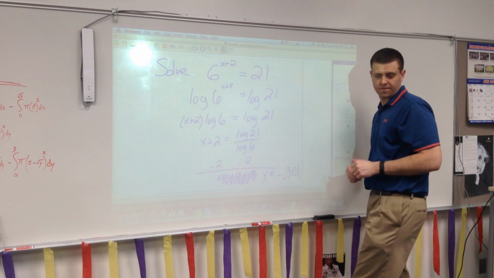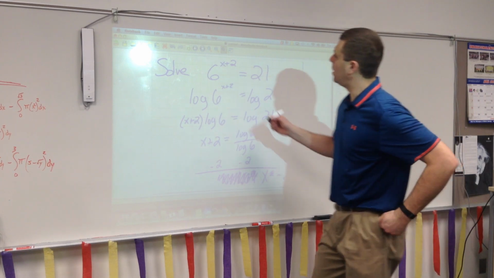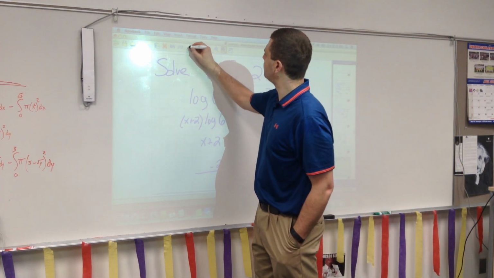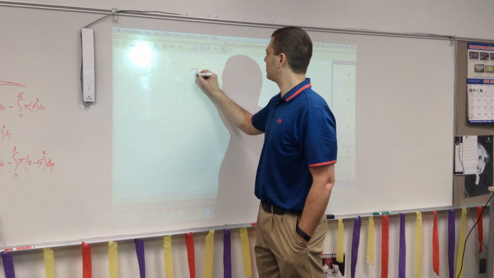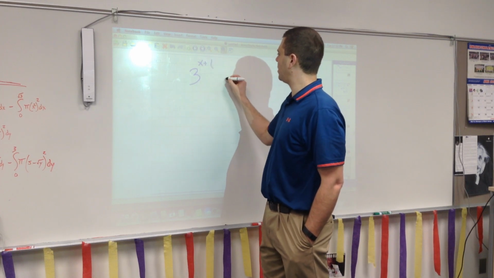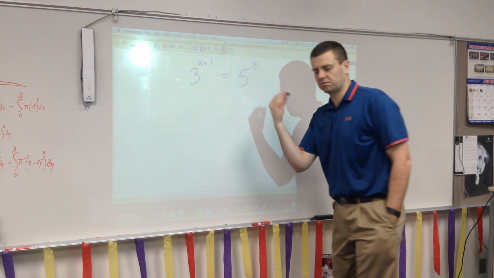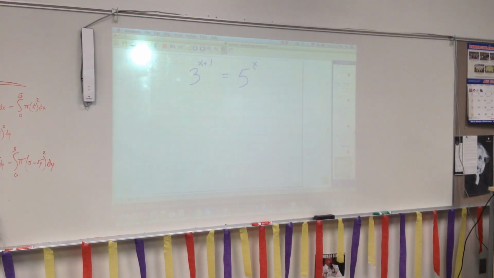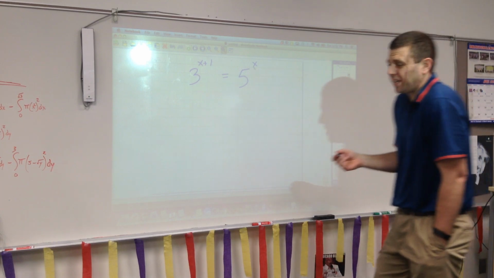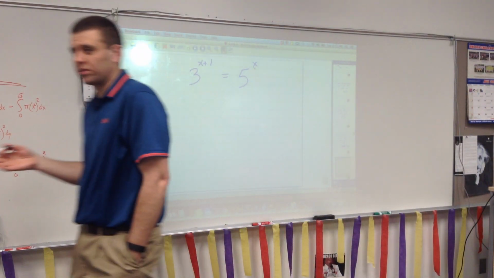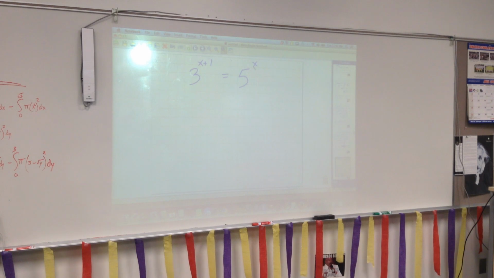Okay, how about this? 3 to the x plus 1 equals 5 to the x. Ideas? Log both sides, because when you've got a variable up in the power, you just log both sides. As soon as you log both sides, you can move that variable that's up in the power out to the front.